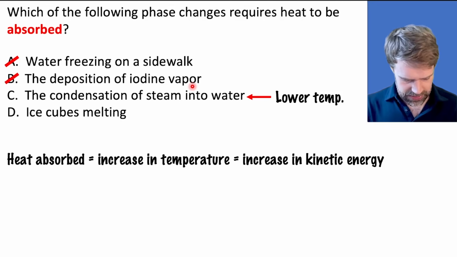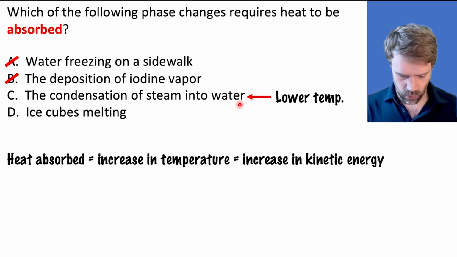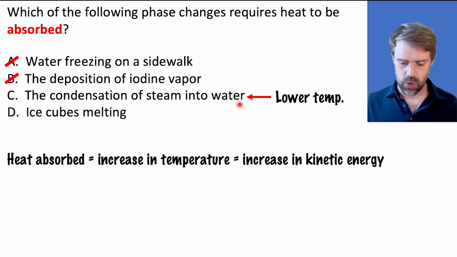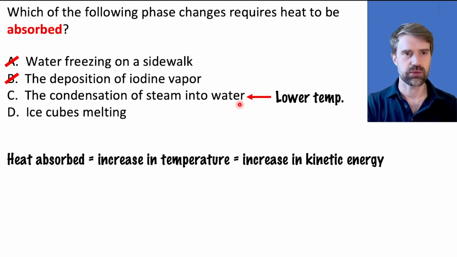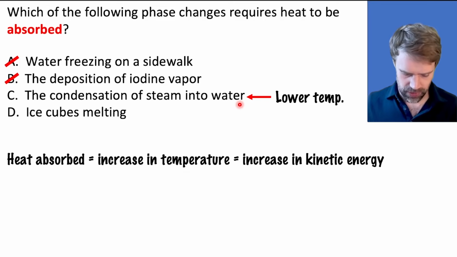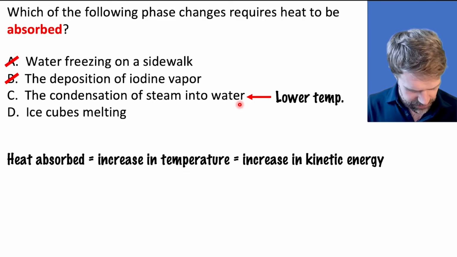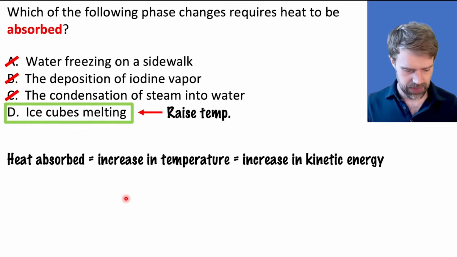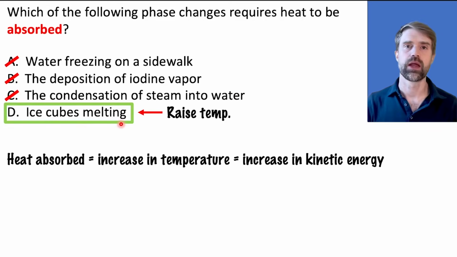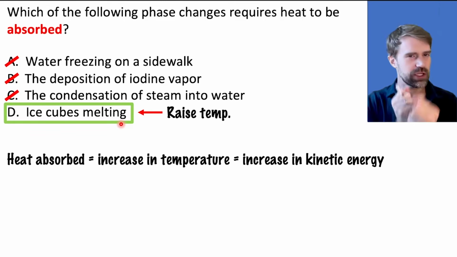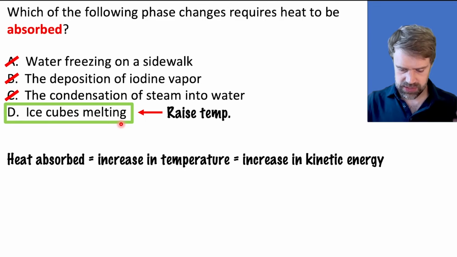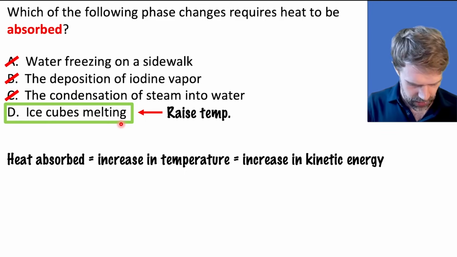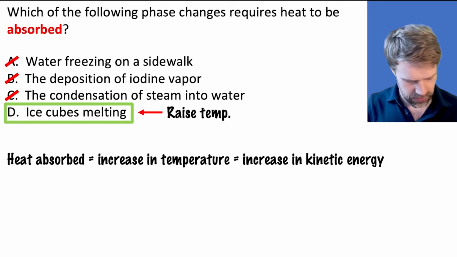Choice C is the condensation of steam into water. This is another phase change where you have a loss of kinetic energy. The particles move more slowly so they can stick together more. You would need to lower the temperature, get rid of heat, not absorb it, so we'll cross off C. And finally, we're left with D, ice cubes melting. Well, ice melts when you raise the temperature, right? The ice absorbs heat, the kinetic energy increases, and the particles move fast enough to overcome the tight attractive forces. The solid ice melts into liquid water. So D is the correct answer here.